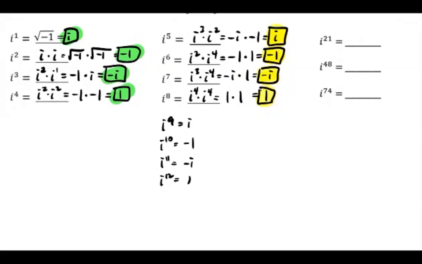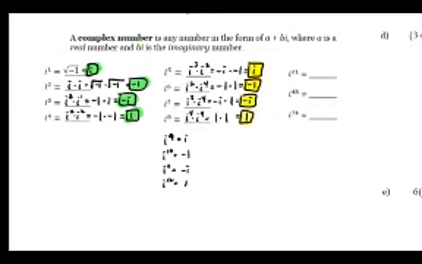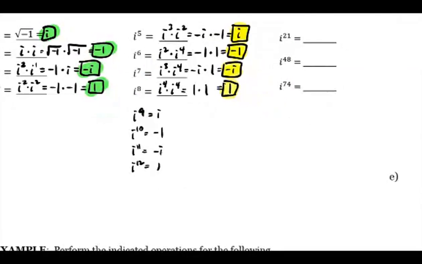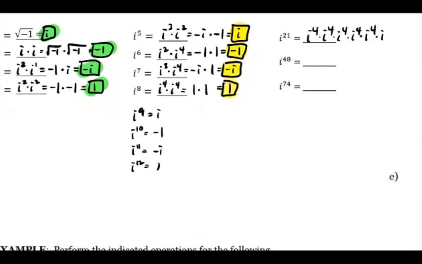So if I have i to the 21st power, you can break it down, right? I can go i to the 4th, i to the 4th, that's 8. i to the 4th, that's 12. i to the 4th, that's 16. i to the 4th is 20, and then i. You can break it down like that, right? What's i to the 4th? So it's going to be 1 times 1 times 1 times 1 times 1 times i, which is just i. You can do it like that.